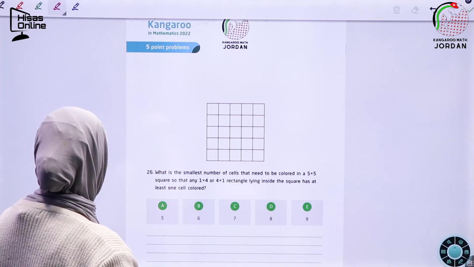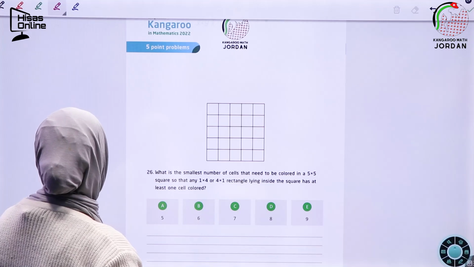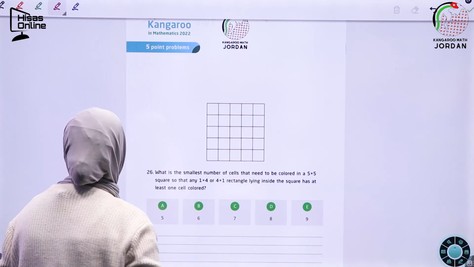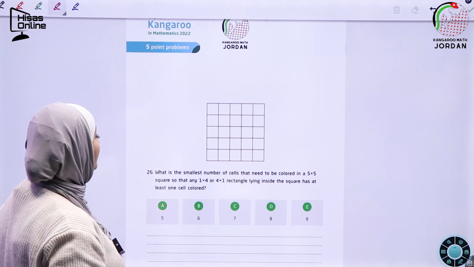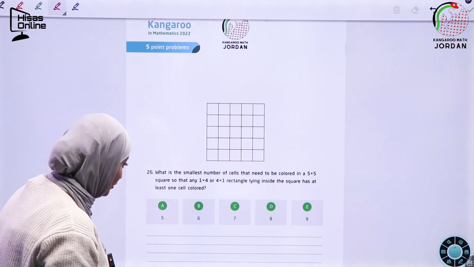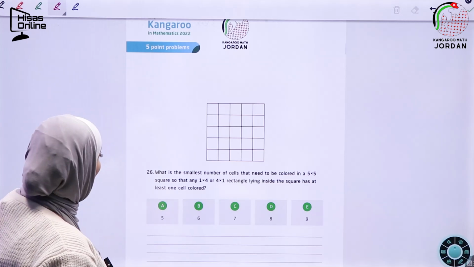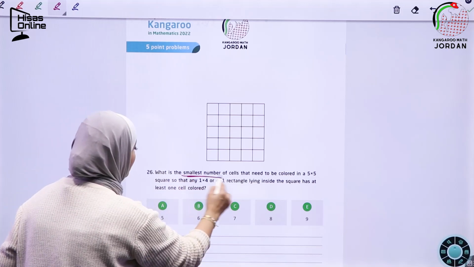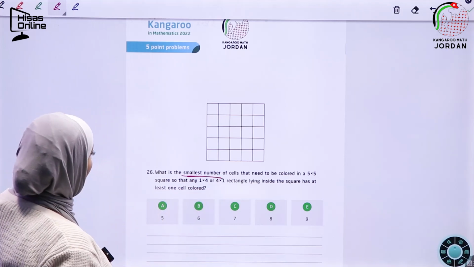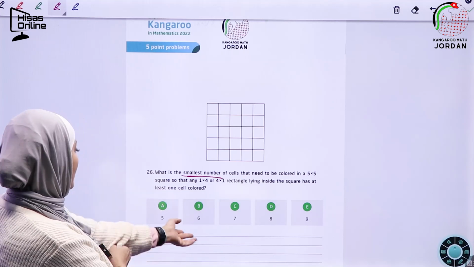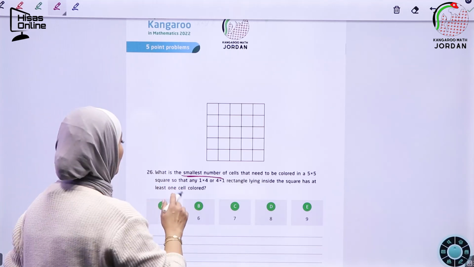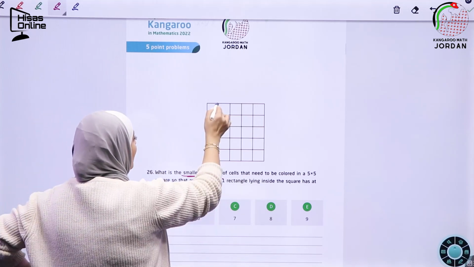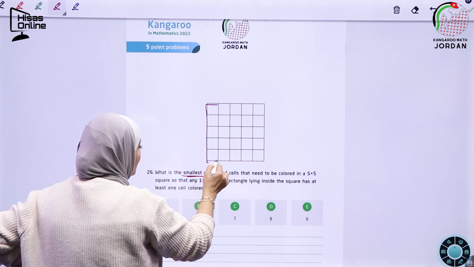Inside the square has at least one cell colored. Let's see this. What is the smallest number of cells that needs to be colored at 5 by 5? Okay, they ask for the smallest number. So I'm going to make squares of 1 times 4. Let's see how many ways we can make 1 times 4. This is my first way.